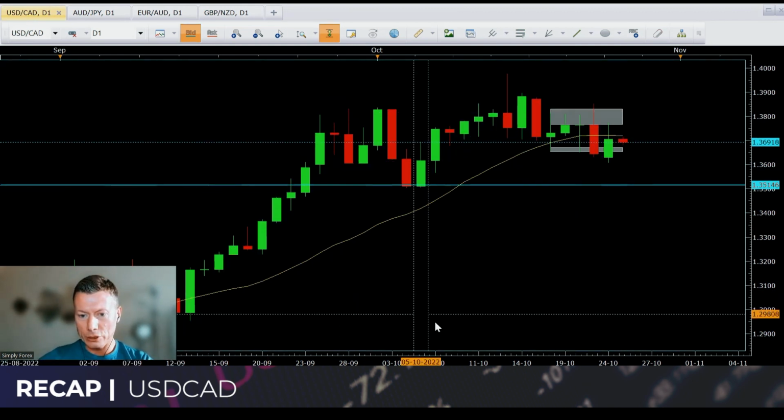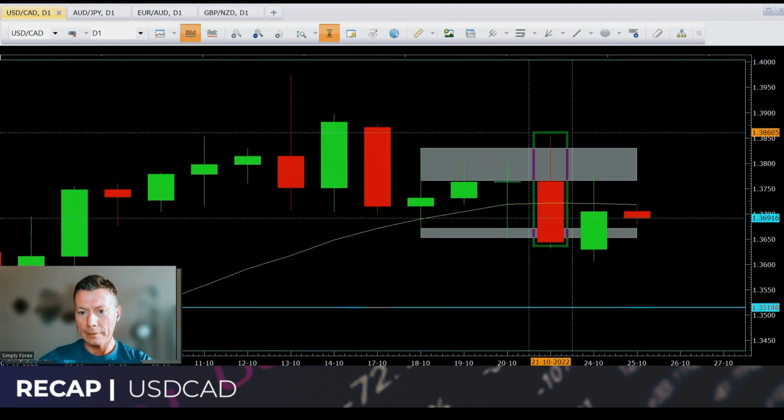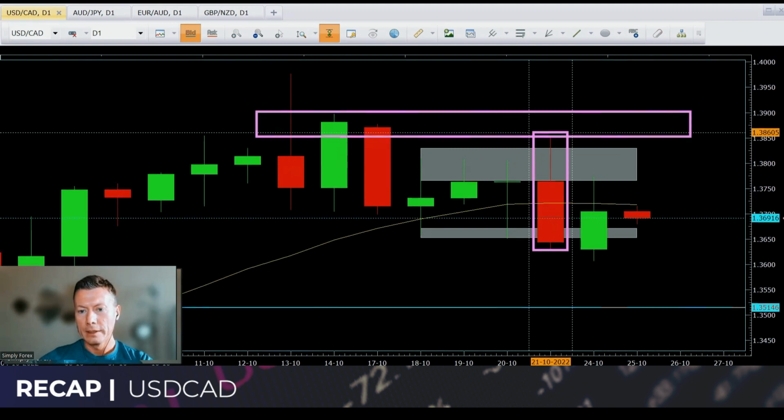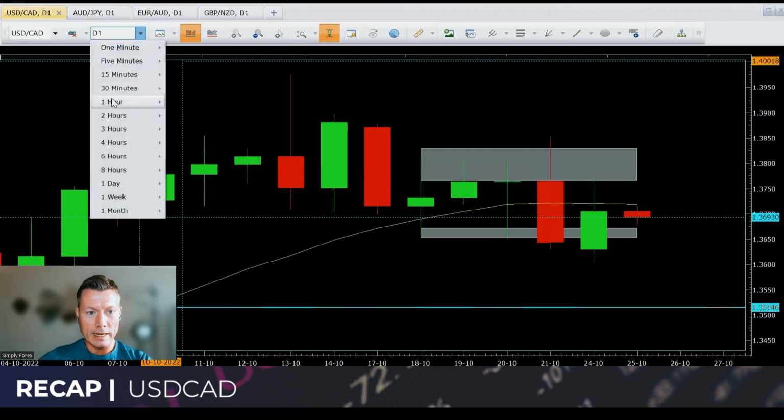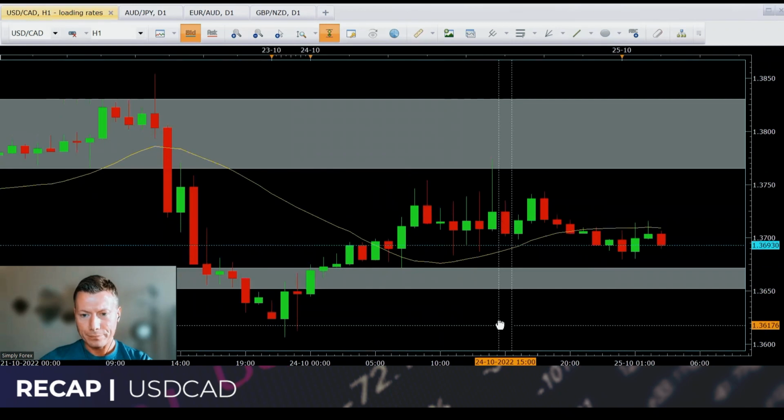If I zoom in, guys, just so you can see the candle we were looking at, it was this candle here, yeah, coming off of these highs that I spoke of earlier. Okay, so the idea was just come from one of our grey zones and then take it back down to this blue line here. Okay, so that was the idea for US dollar, Canadian dollar. Let's look at the H1 now to see how we got in this pair and how we traded this pair.